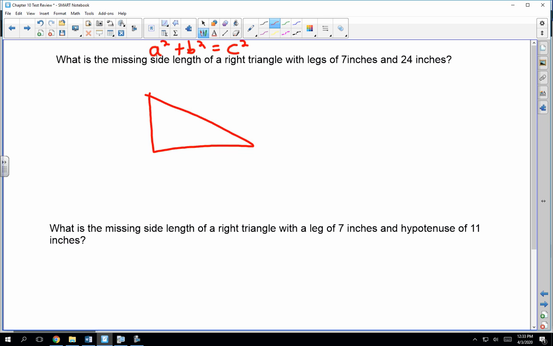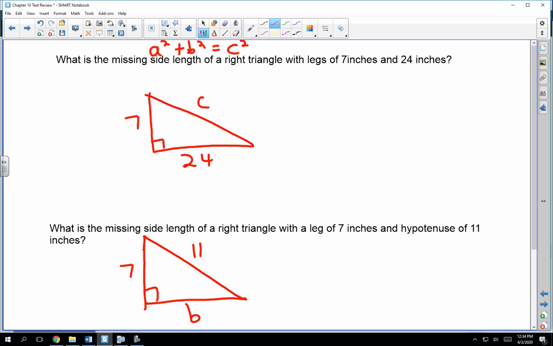A and B are the legs in any order. So if I have a right triangle here, my one case is when I'm given the legs. So here I'm given a leg of 7 and a leg of 24, and I'm asked to find C. In the second problem here, it's the other case. Draw our generic right triangle here, not necessarily to scale. But we've got here a leg of 7. We've got a hypotenuse of 11, and what we don't know this time is the other leg.